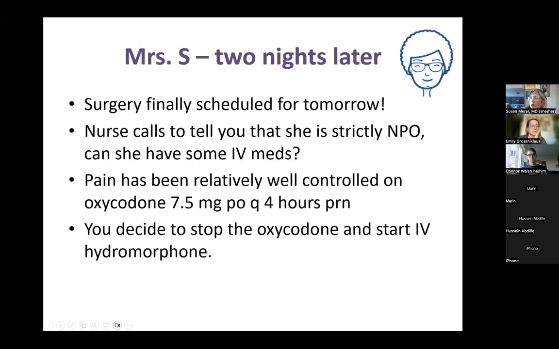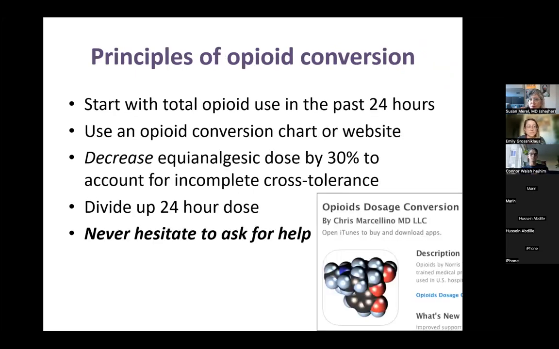All right. 2 nights later, we're moving right along. Her surgery is scheduled for tomorrow, and this is a totally artificial situation. But the nurse calls to say she's strictly NPO. She can't even take pills for some reason. Can she have some IV medications? So the pain has been relatively well controlled on oxycodone, 7.5 milligrams every 4 hours as needed. You decide to stop the oxycodone and start IV hydromorphone.